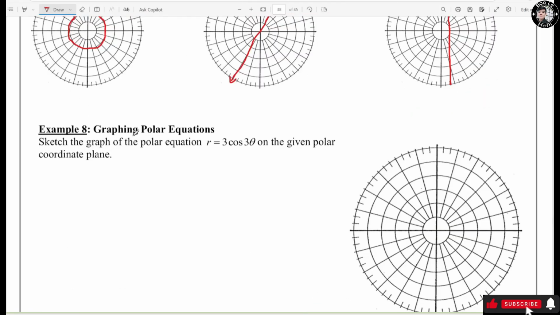Now let's move on to example number 8, graphing a polar equation. This guy is actually a rose curve. Please check out the link in the description below to know how to graph a rose curve.